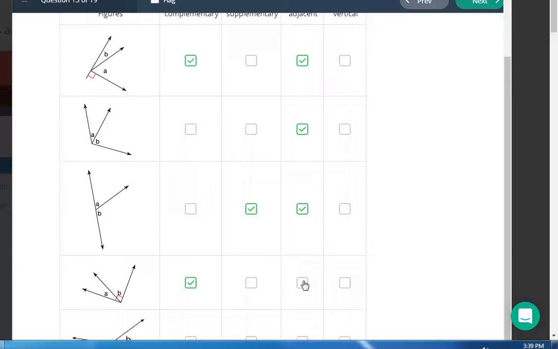And then we have adjacent angles. They are directly next to each other. Okay, and the last question I can't see, but I'm guessing that it is, nope, not complementary, they're supplementary, and they are vertical angles because they're across from each other.